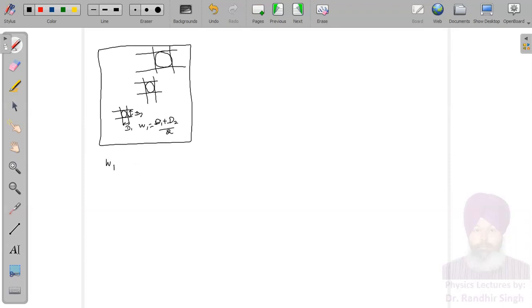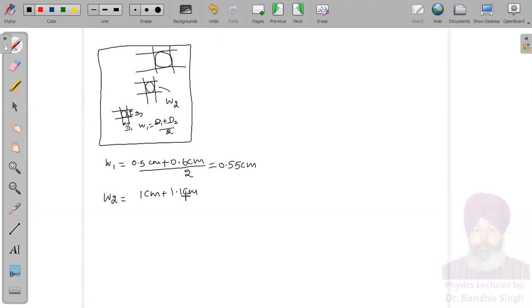First diameter is 0.5 centimeter, this is horizontal. Second is 0.6 centimeter, and if I divide the sum by 2, this diameter will become 0.55 centimeter. Similarly here I will get w2. What is w2? Madam Kuldeep Kaur will tell me. It is 1 centimeter on one side and 1.1 centimeter on the second side.